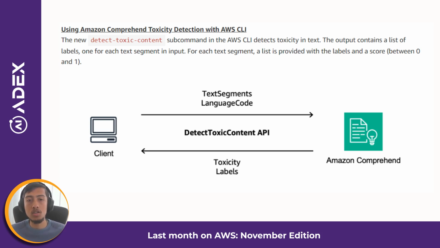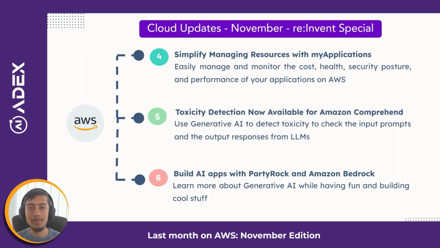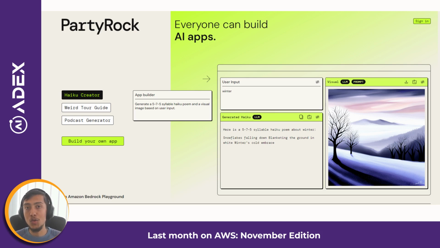You can pay based on the number of input characters in units of 100 characters with a minimum charge of 3 units per request. The next update is about PreTier, which is a really cool and fun web-based platform that allows users to experiment with generative AI and build mini apps without coding or even creating an AWS account. It comes with an app builder feature that lets users enter a description of the app that they want to build, and the PreTier generative AI builds that for them automatically.